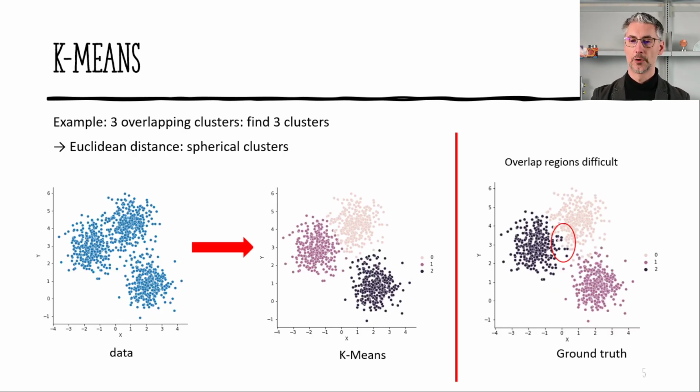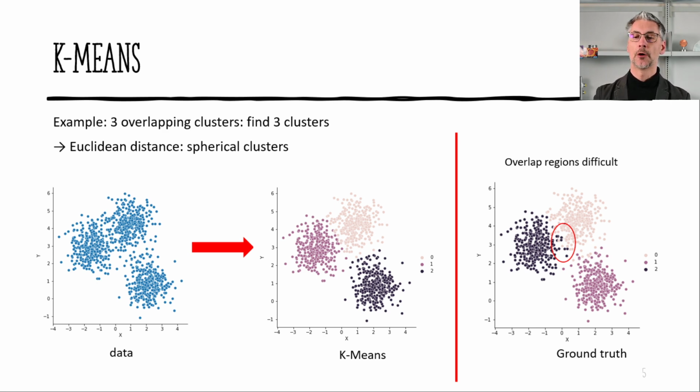Let's look at how this works. We generate some data with 3 overlapping clusters, and from our domain knowledge we know that we need to find 3 clusters. Of course, in this case it's trivial because we generate the data this way. In a real case we would have to think about how we define this number, the 3.